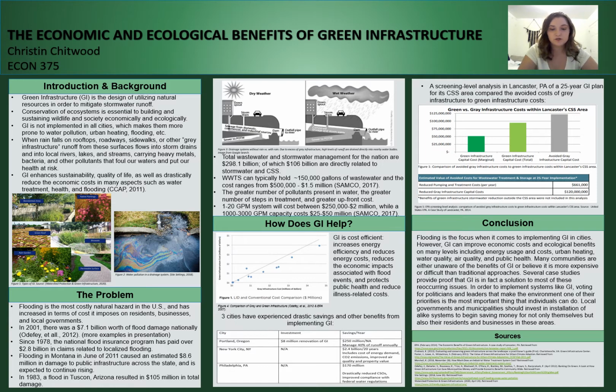For the 25-year GI scenario that the case study is based on, the avoided capital cost of implementing gray infrastructure is $120 million, and the avoided operational cost is $661,000 per year. Within the CSS area, these avoided costs would be achieved at a total cost for GI of about $94.5 million, or a total marginal cost of approximately $51.6 million.